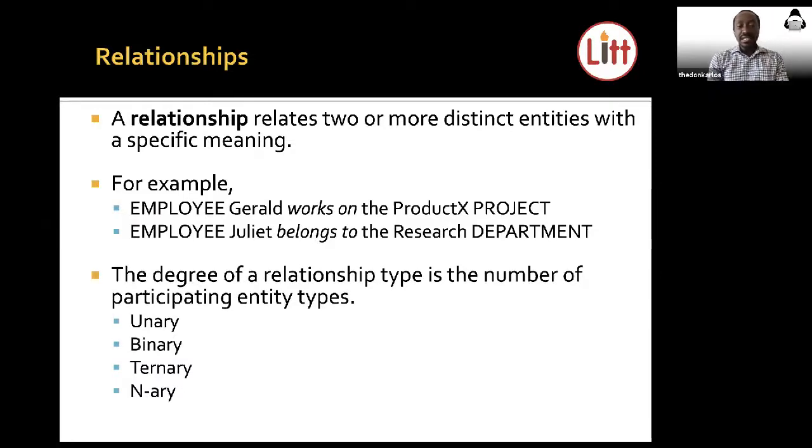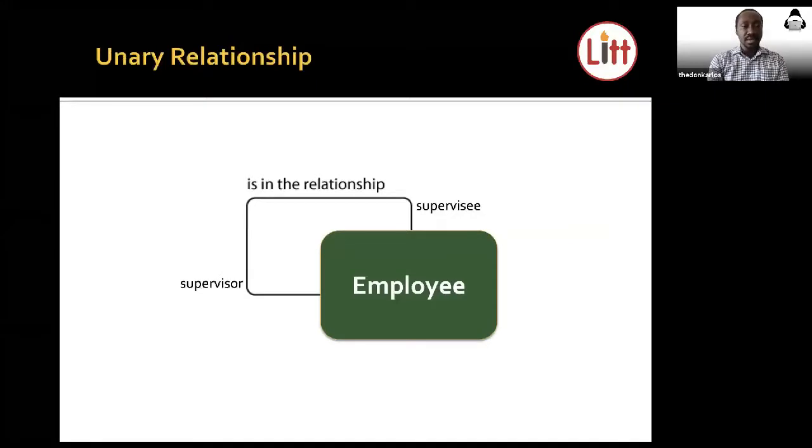Now, the degree of a relationship type is the number of participating entities or entity types. So there are four main types. You have the unary, the binary, the ternary, and the n-nary. Unary means that it's only one entity that takes part in the relationship. Binary would involve two entities. Ternary would be three entities. N-nary would be any number above 3. But the most common of the relationships is the binary between two entities. Let's look at examples of the various degrees.